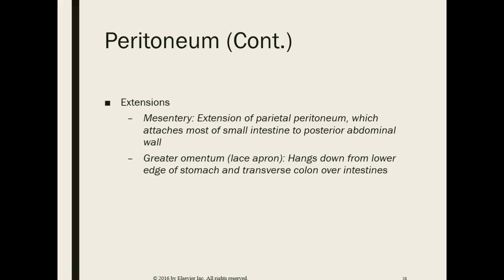From the peritoneum, we have 2 different extensions. So the mesentery is going to be an extension of the parietal peritoneum, which attaches the small intestine to the posterior abdominal wall. So this is what keeps those small intestines kind of upright and in place, and also prevents them from wrapping around each other or getting pinched or twisted or anything like that. And then we have the greater omentum, also known as the lace apron, which hangs down from the lower edge of the stomach and transverse colon over the intestine. So this is going to be found on the anterior side, while the mesentery is attached to the posterior side.